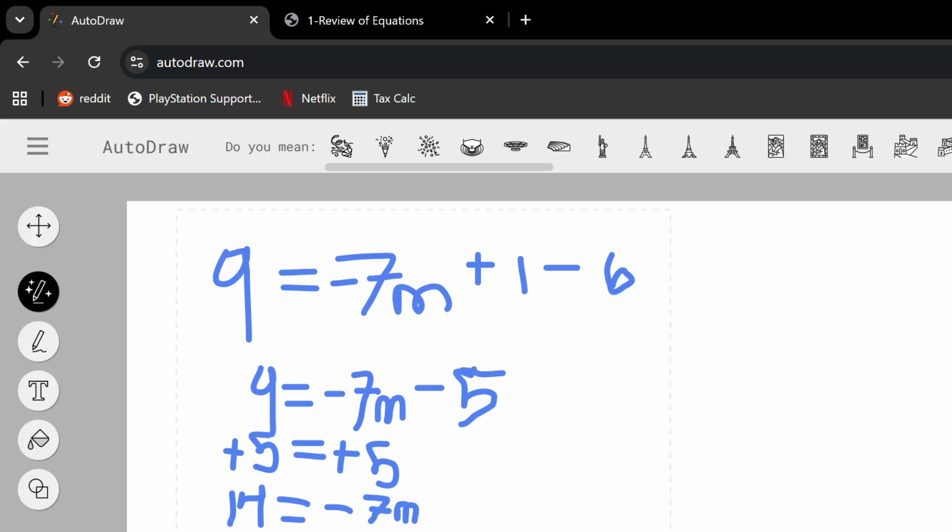Well, we can divide by negative 7, because a negative divided by a negative is a positive number. So we do divided by negative 7 on one side, equals, divided by negative 7 on the other.